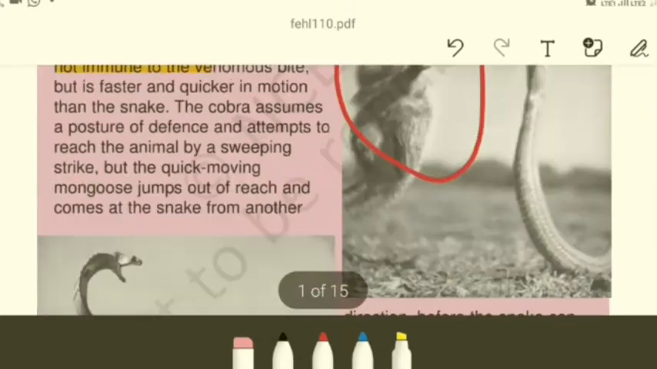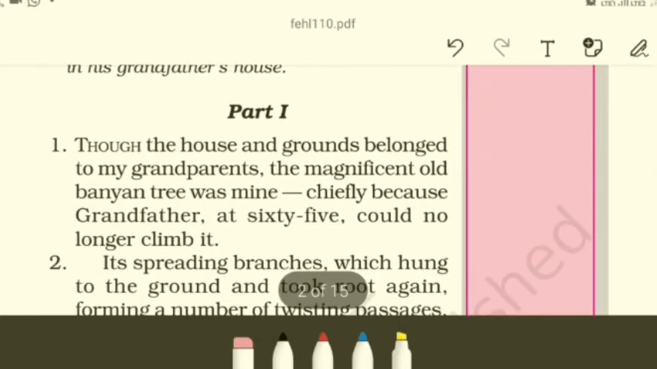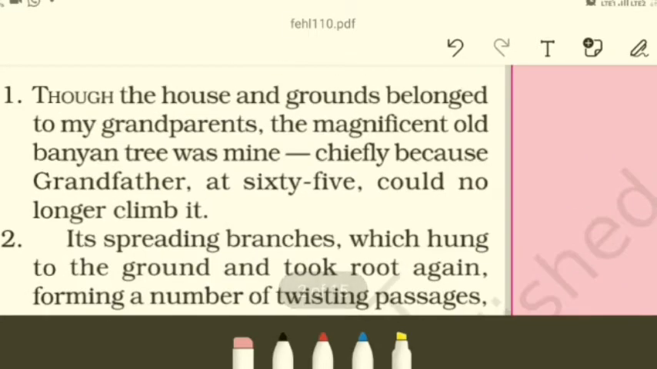So now let's begin the first part. First para. Though the house and grounds belong to my grandparents, the magnificent, which means wonderful here, the magnificent old banyan tree was mine, chiefly because grandfather at 65 could no longer climb it.